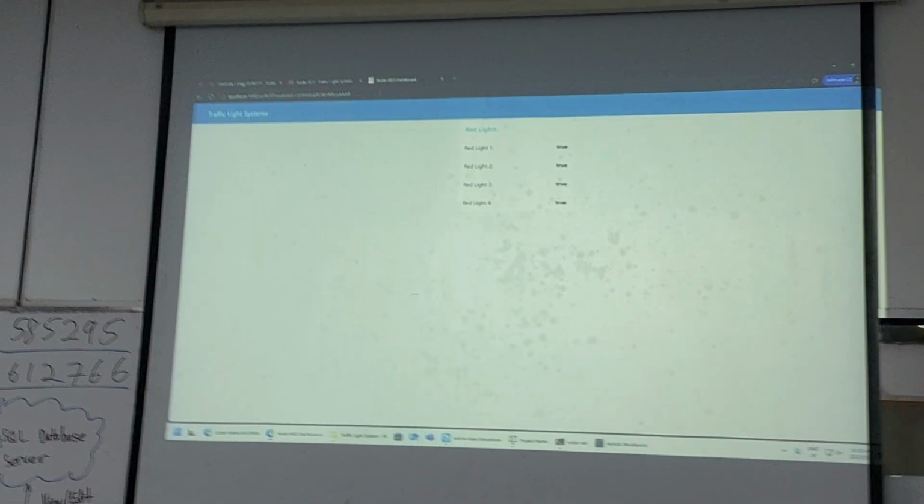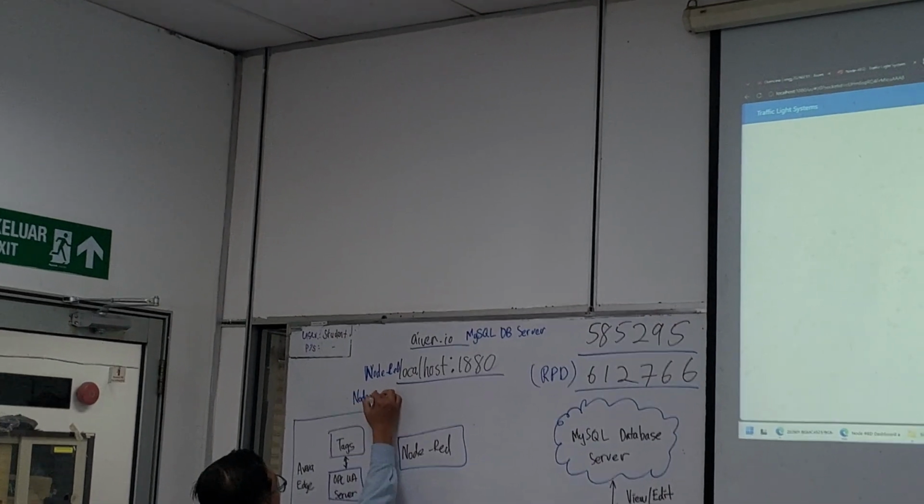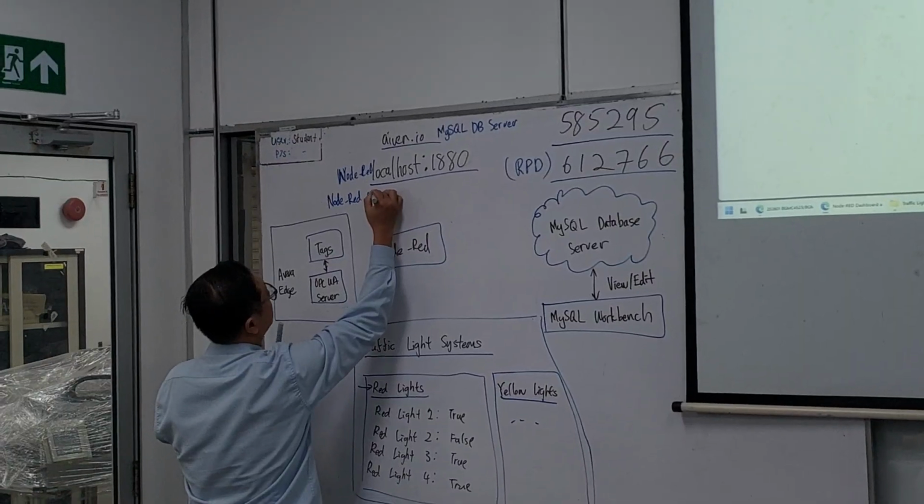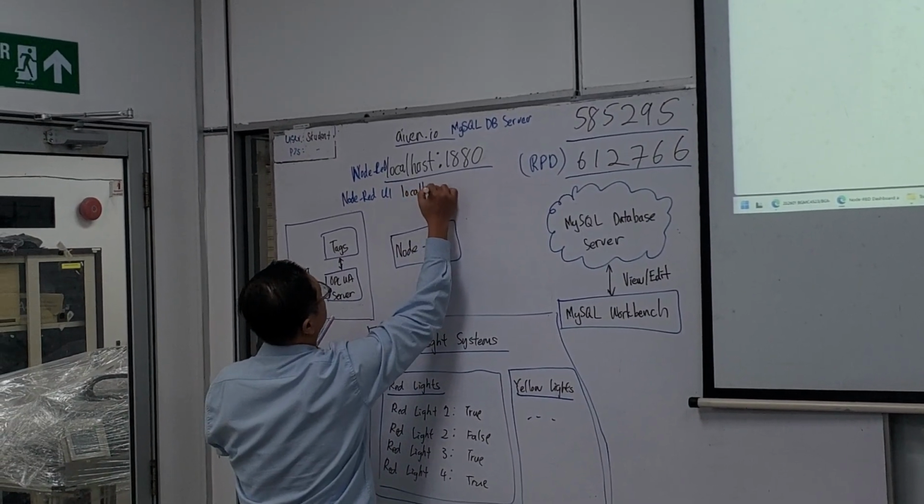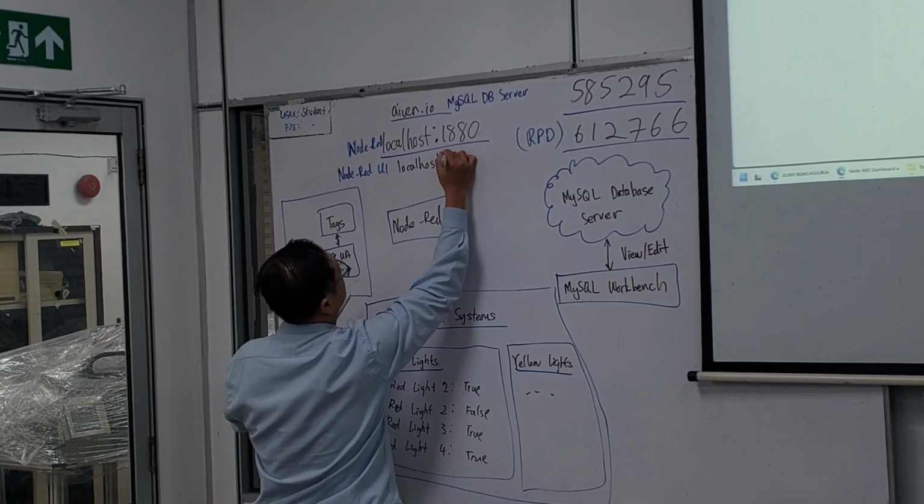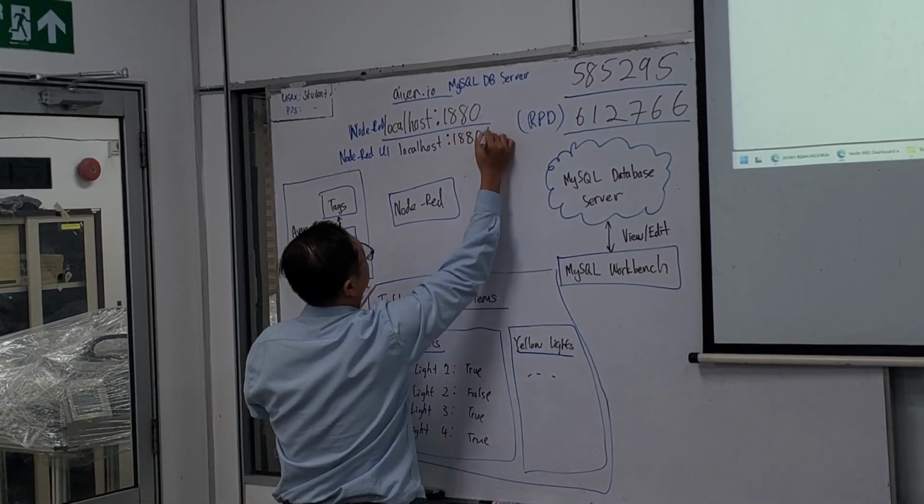So the Node-RED UI, which is localhost colon 1880/UI.